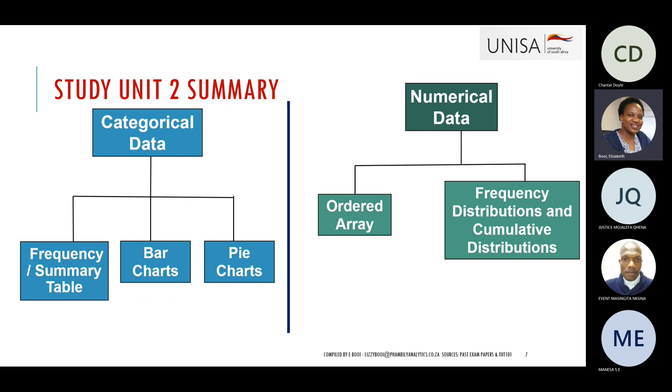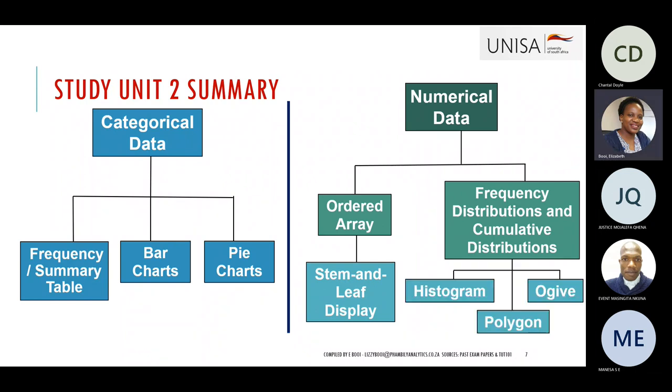When we talk about numerical data, you need to be able to know how to visualize the numerical data by means of an ordered array. It means sometimes you will need to order your data from lowest to highest, and you need to visualize the data by means of frequency distribution, histogram, a polygon, and an ogive.